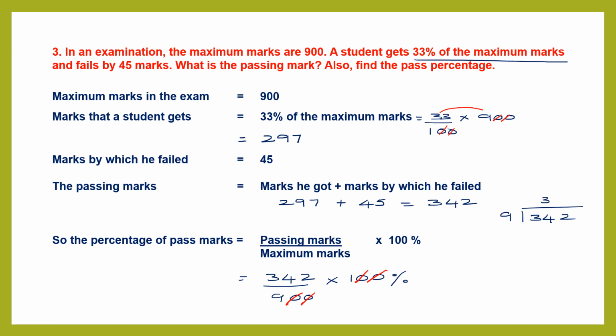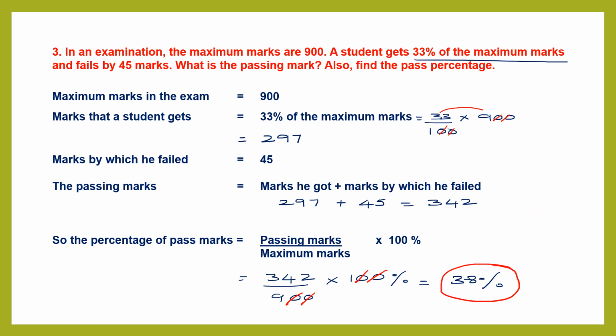9 threes are 27, 34 minus 27 is 7, and bring down the 2 to make 72. 9 eights are 72. We've got a remainder of 0. So our quotient is our answer. So what is our quotient? 38, and we put the percentage sign. So we have found the pass percentage to be 38%.